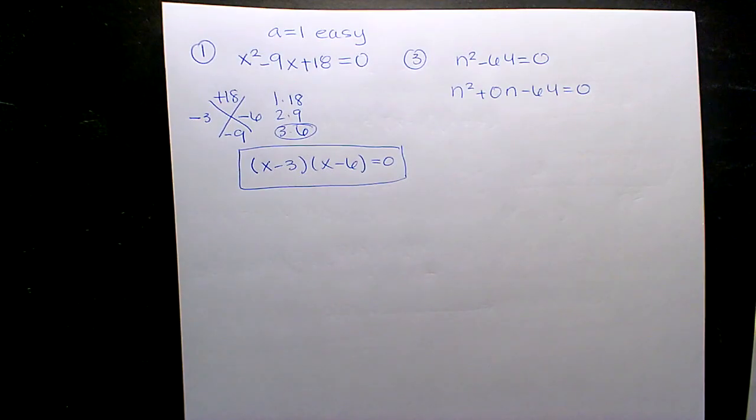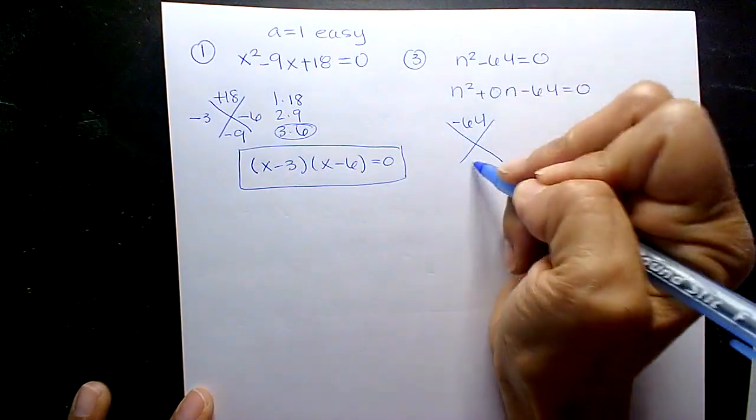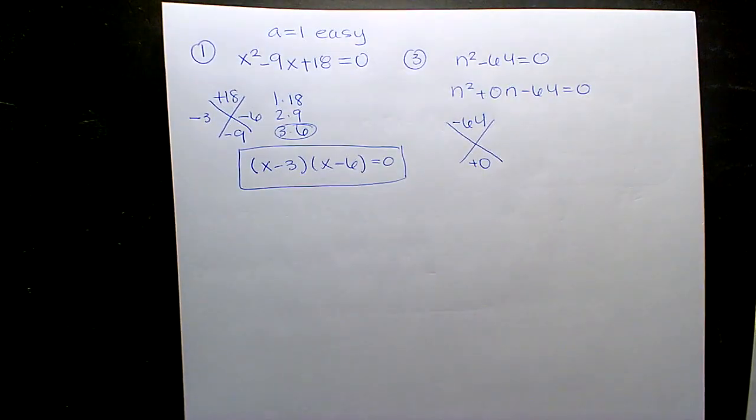So if you do your magic X, negative 64, my B is 0. Now what two numbers multiply to negative 64 but add up to 0? Okay, that should be a red flag in your head. 64 but gives me 0. The only way you get zero is if the numbers cancel each other out, that is, they are opposites.